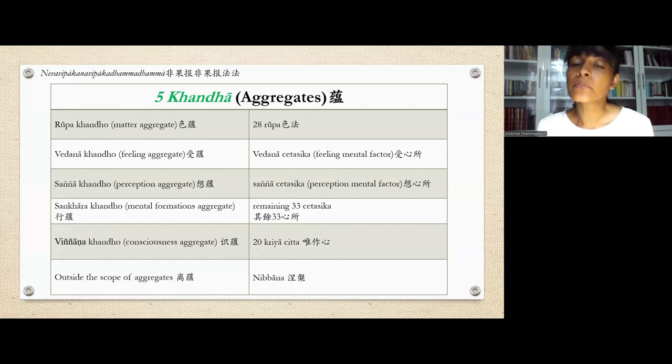And the 20 Kriya Chitta are Vijnana Khandha. And what about Nibbana? Nibbana is not an aggregate. It is outside the scope of aggregate. So you leave it out separately, just mentioning that Nibbana is outside the scope of aggregates.